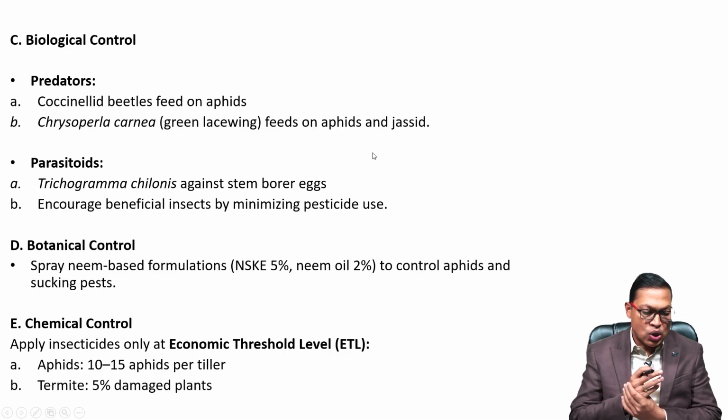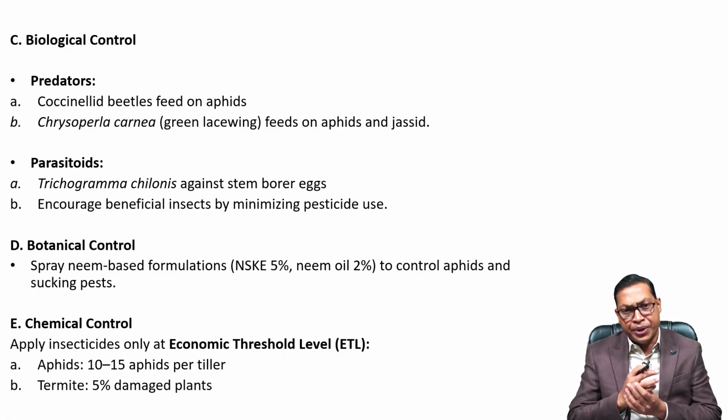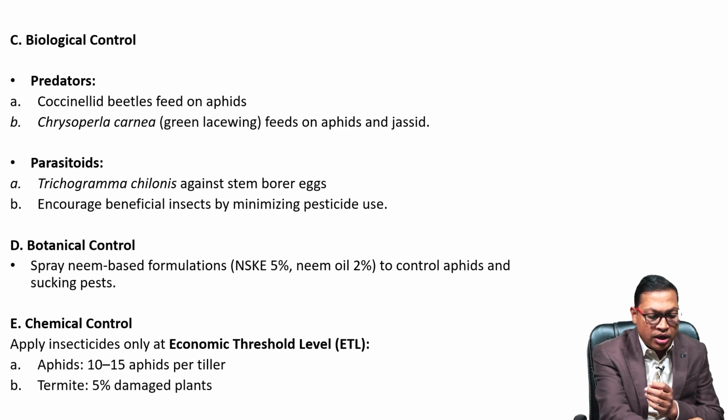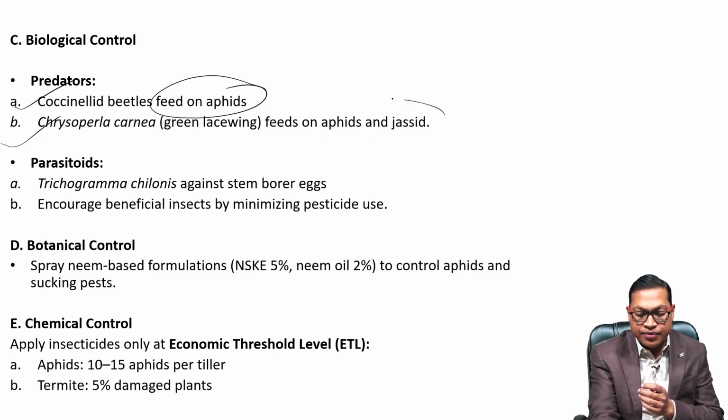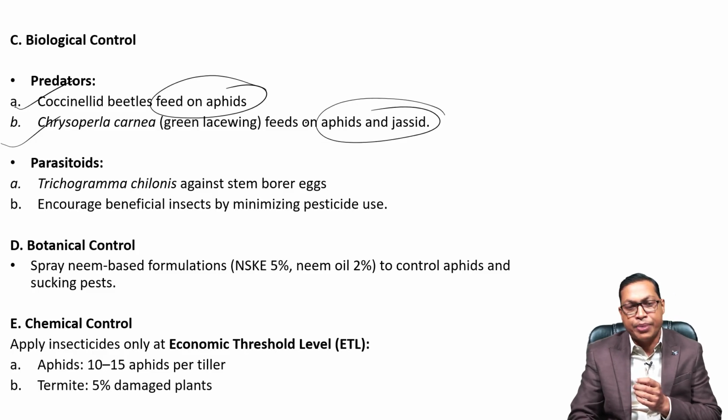Then biological control: we can use different types of predators like the coccinellid beetle, which feeds on aphids. Then Chrysoperla carnea feeds on aphids and jassids. So, these are the predators.